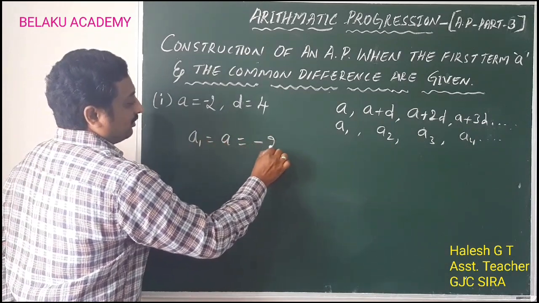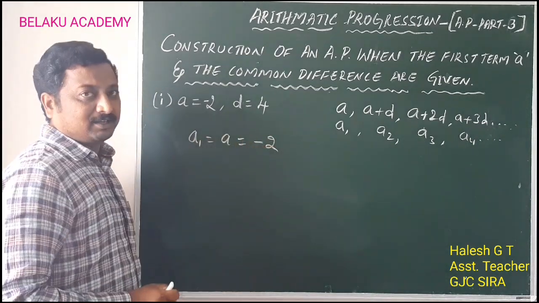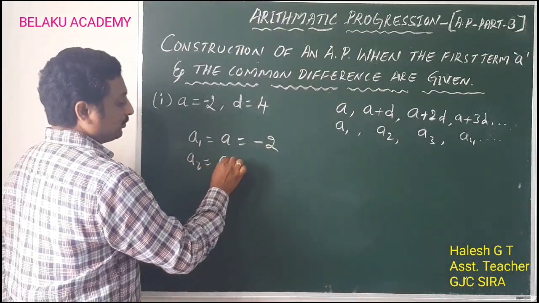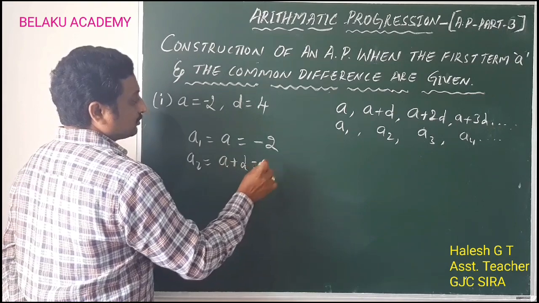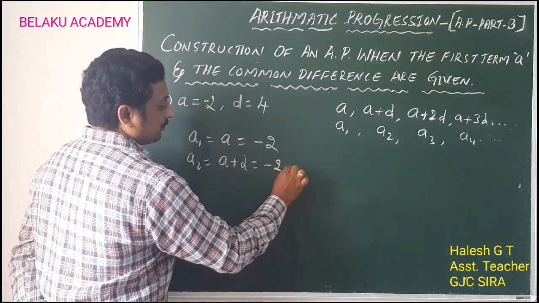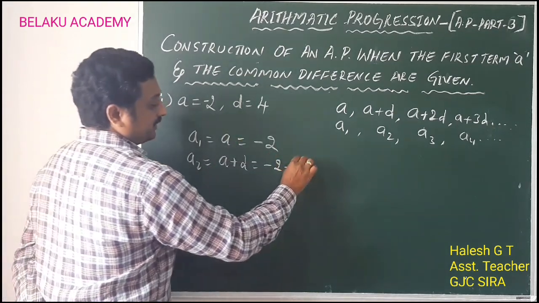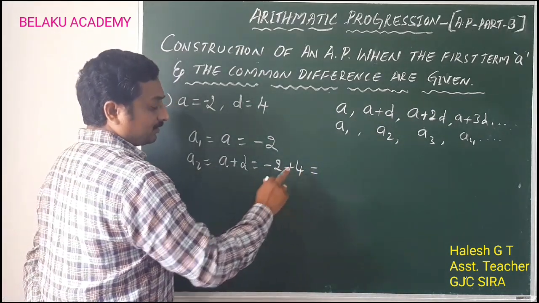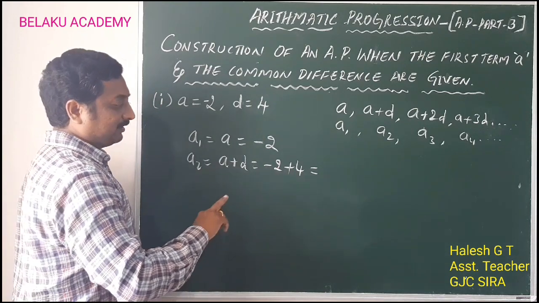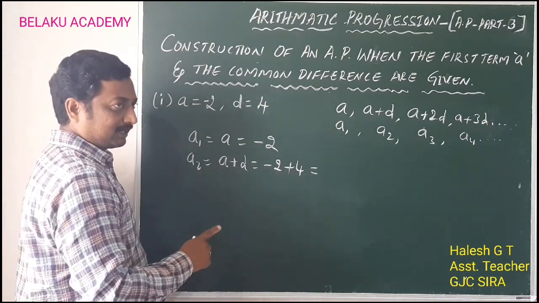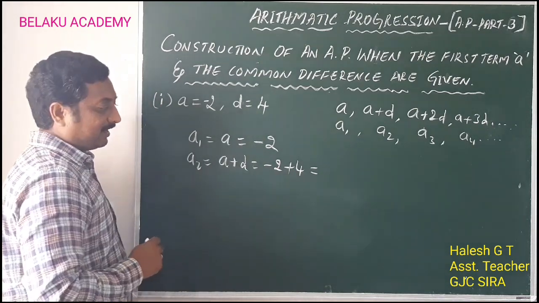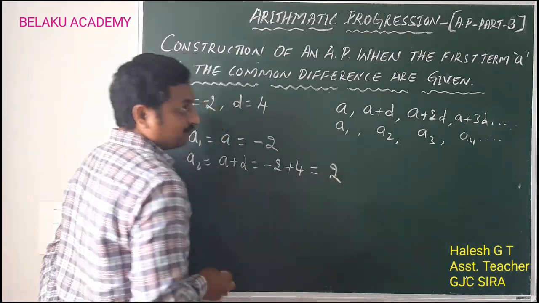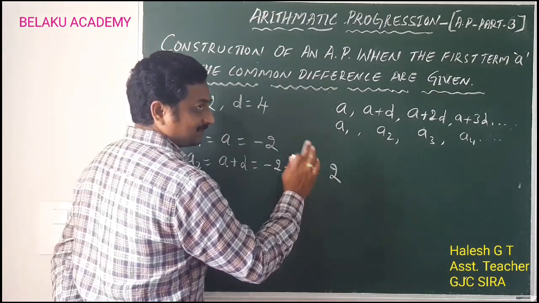So the value of A is minus 2. So it is minus 2 itself. So second term will be A2 is equal to A plus D, so is equal to minus 2 plus 4. D is 4. So here one is having negative value and another one is positive value. So when they have different signs, you have to subtract and keep the sign of the greater number. So 4 minus 2 is 2 and since 4 is the greater number having the plus sign, it is plus.